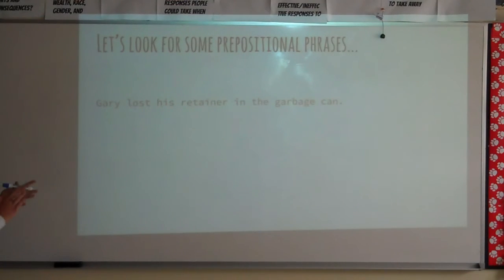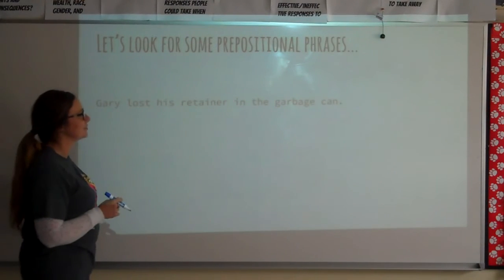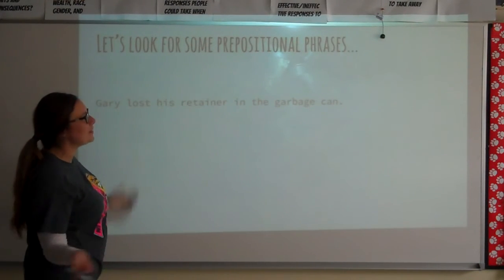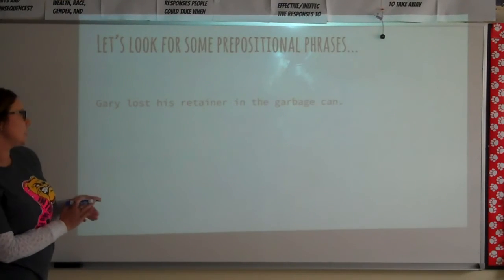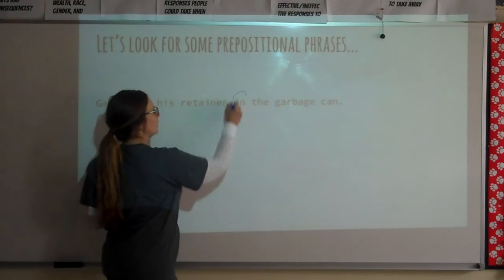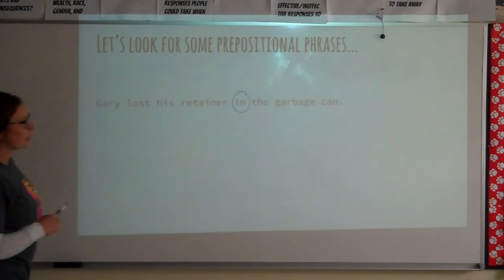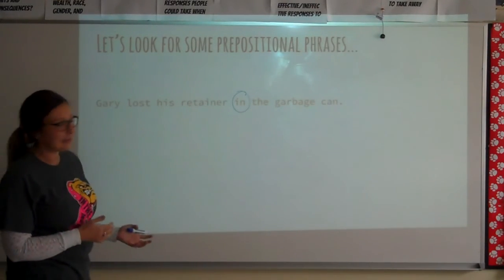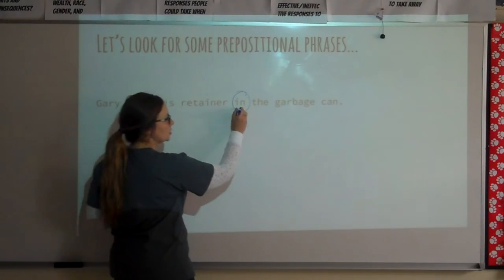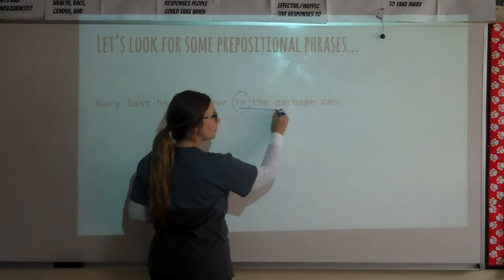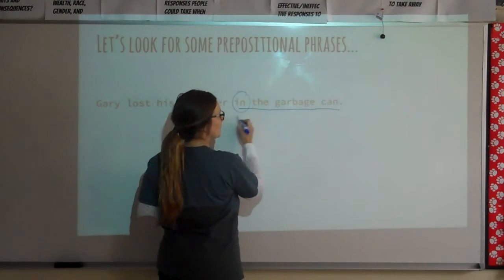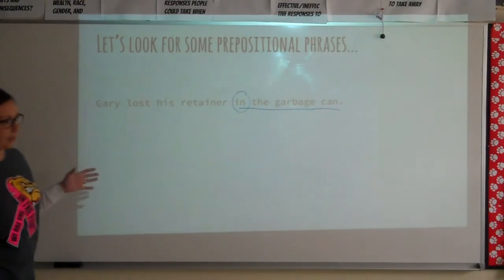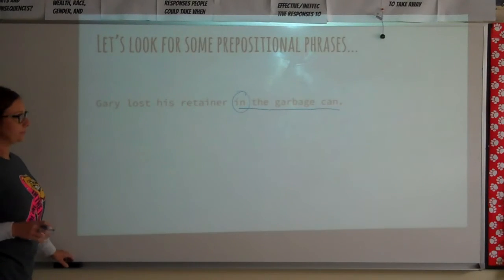Okay, here's one more. Gary lost his retainer in the garbage can. Poor Gary, his retainer. So you have to find the preposition. What's the word that shows the relationship? So if I look at this, Gary lost his retainer in the garbage can. Okay, so in is my preposition, and I know that I have to end with a noun. So I start with my preposition, and I go all the way. The is an article, garbage in this case is an adjective, and can is the noun. So in the garbage can is the whole prepositional phrase.